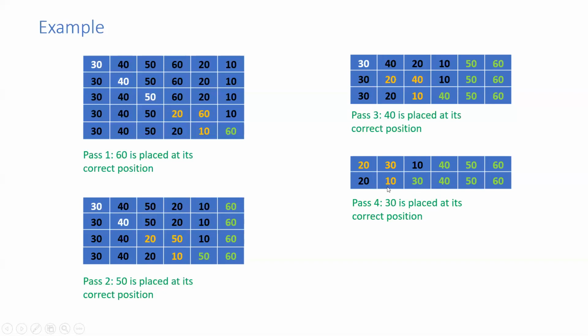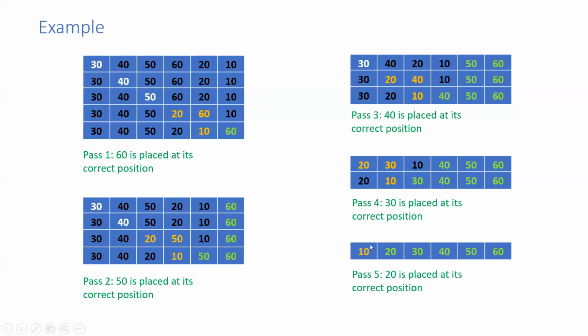20 greater than 10? Yes. So it should be swapped, and you can see it here. It is swapped, and we are not going to pick up the second element, as the third element is already placed at its correct position. And here we should be stopping our iteration. So after pass 5, if you observe, even 20 is also placed at its correct position.